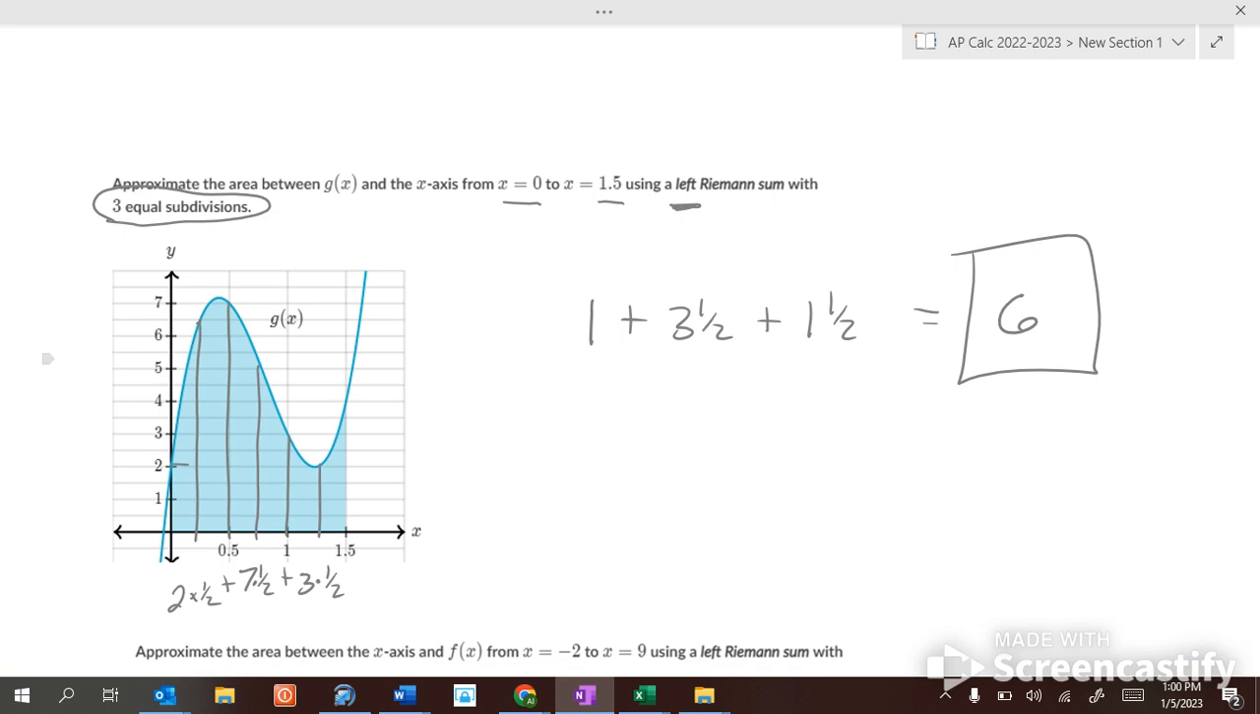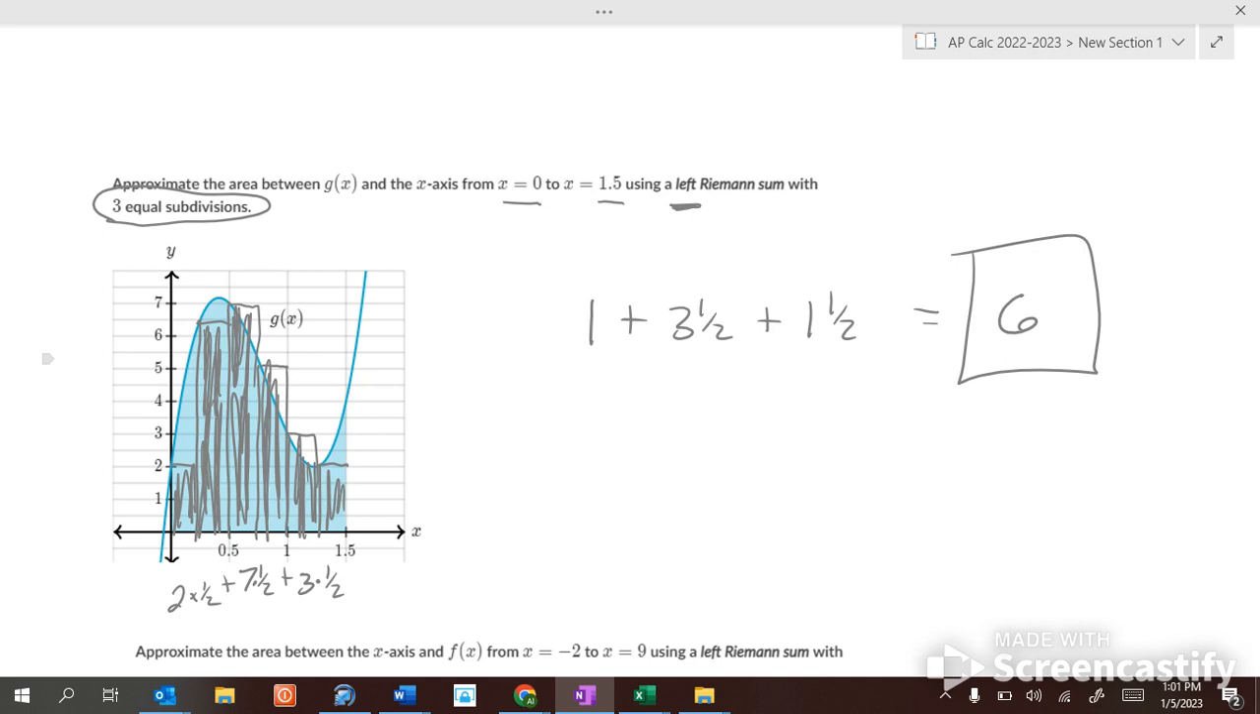so if we're still using a left Riemann sum, this one would be here, this one would be here, this one, left Riemann sum, would be here, this one would be here, this one would be here, and this one would be here.